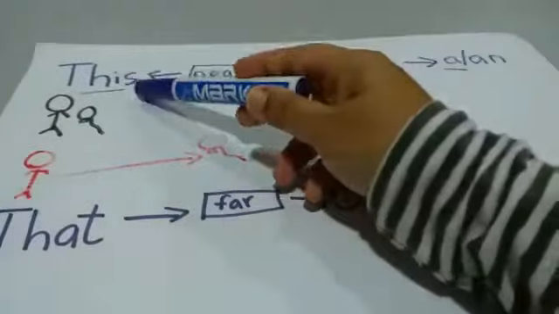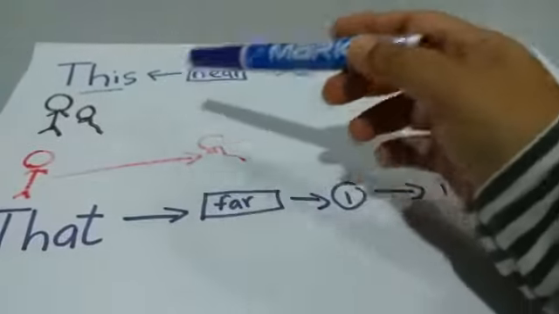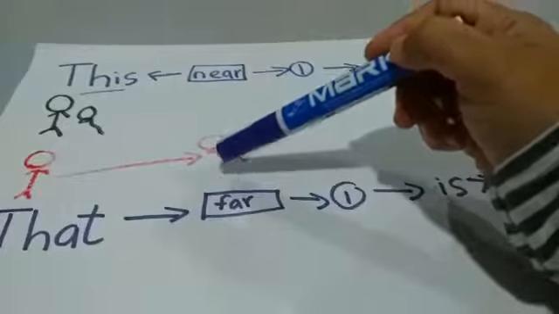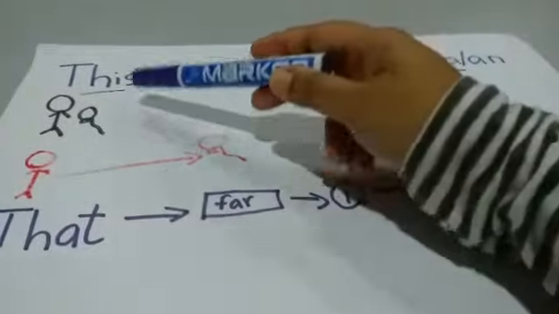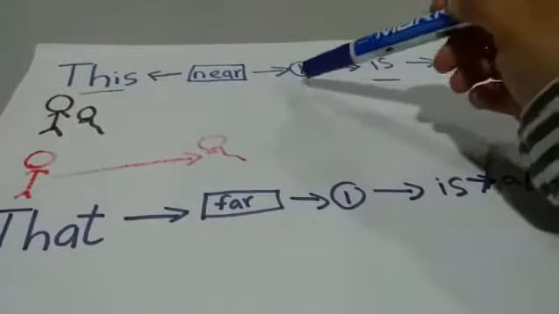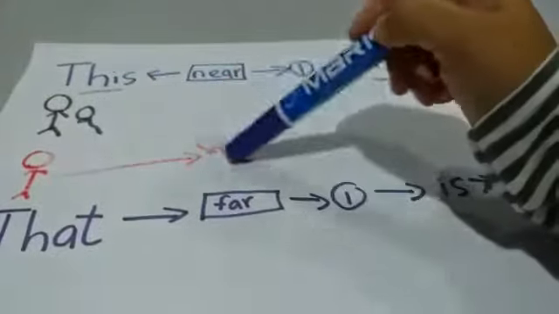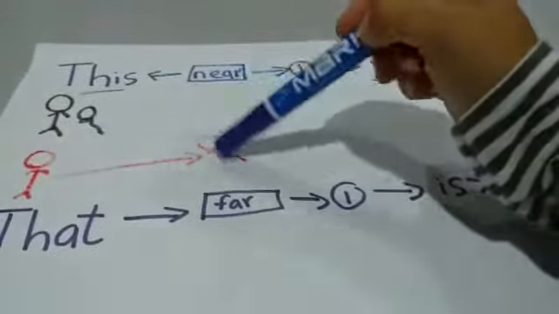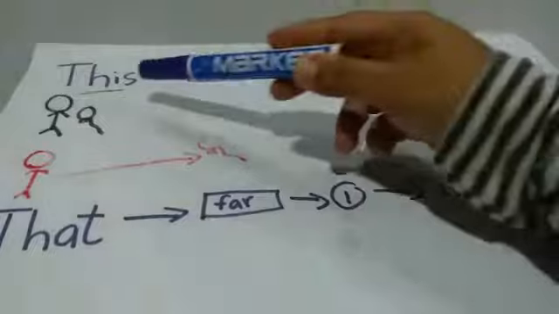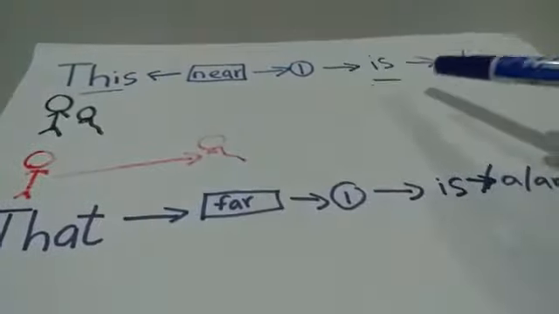So this and that you use when things are near and far, and also when there is only one object. Only one object. And also when you're using this and that, you have to use is, a.